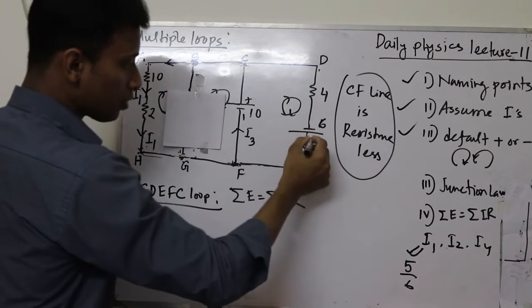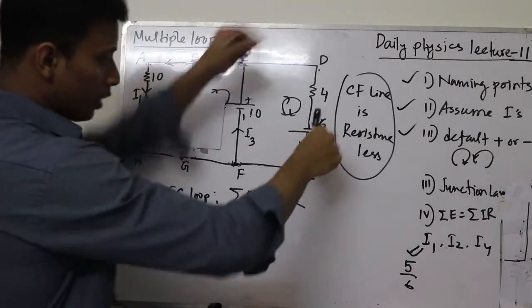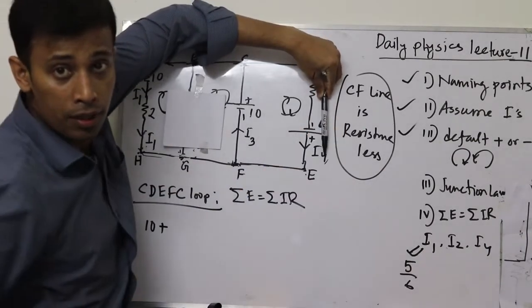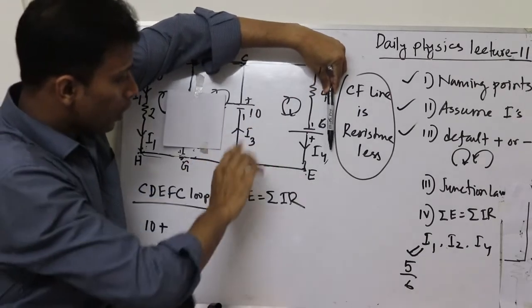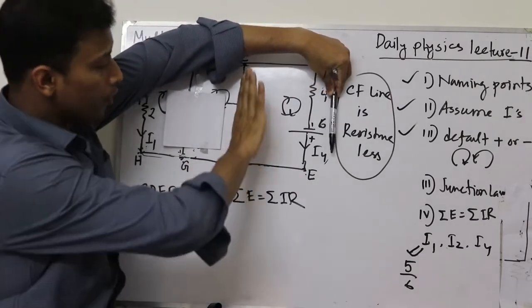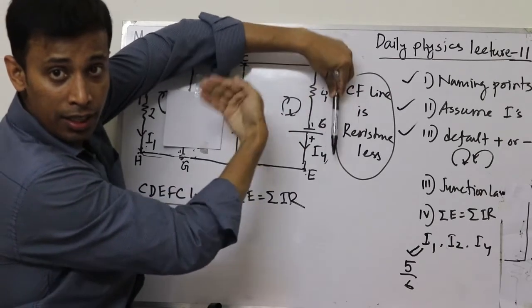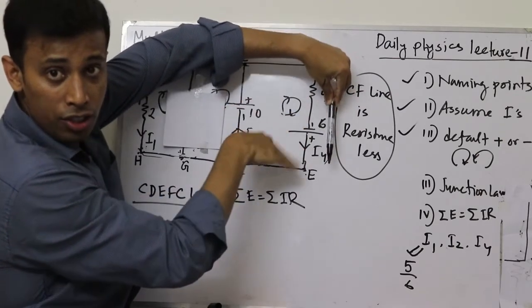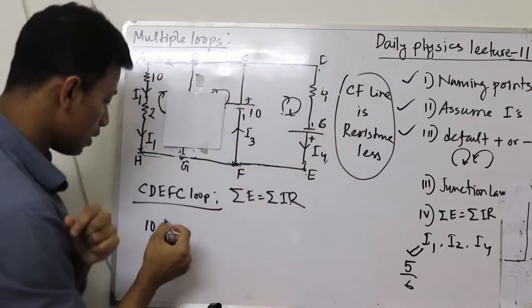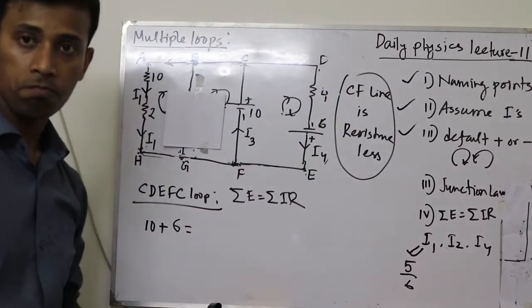Now what about this 6? Okay, this is another cell. It is acting downward, right? This 6 volt cell is acting downward. Our default positive is clockwise, and now this 6 is acting along the direction of the clock. So 6 is also positive, right?